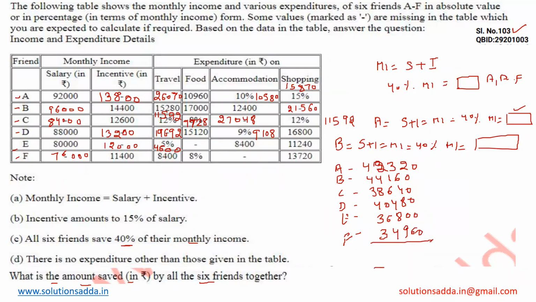And by adding these values, we will get the answer to this question. So the total amount is 2,37,360. So the correct answer for this question will be this amount, 2,37,360.